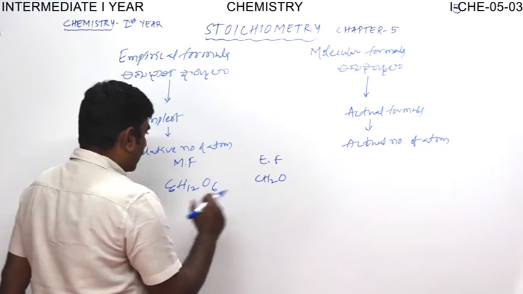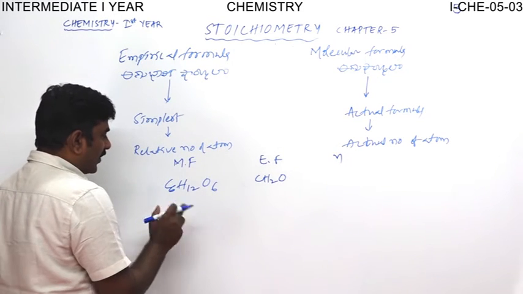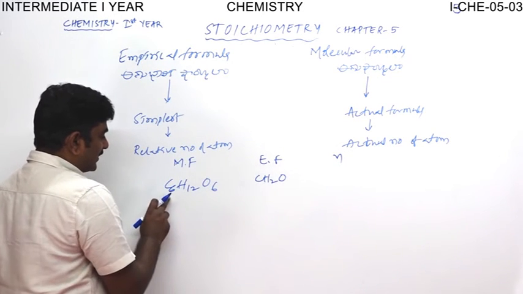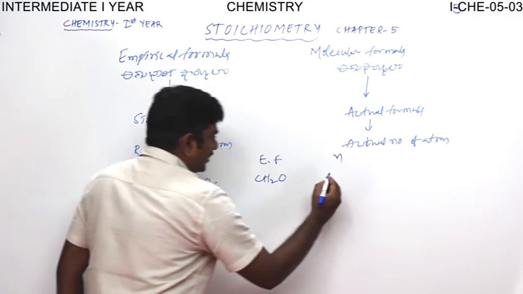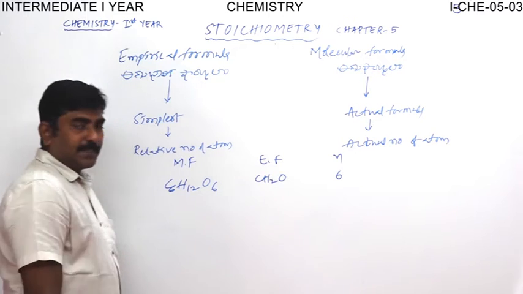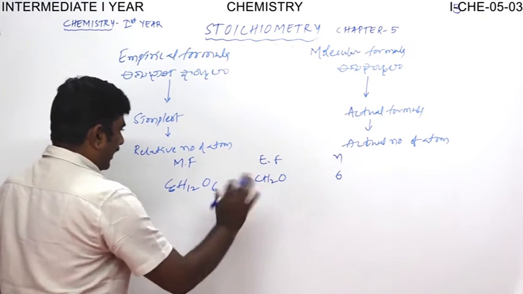Now, what is the factor? So I am taking the n. What number are we taking to do this? 6. 6 by 6, 1. 12 by 6, 2. 6 by 6, 1. So what is the factor? 6. What's the n value? 6. And we can develop some relation here.